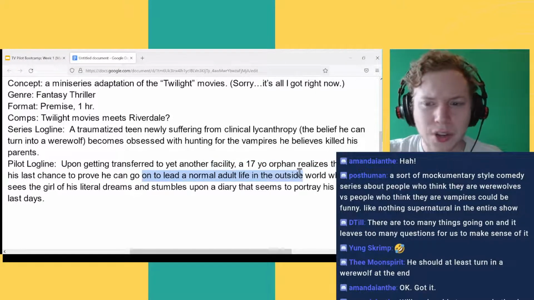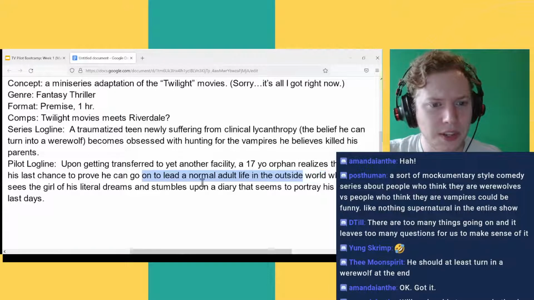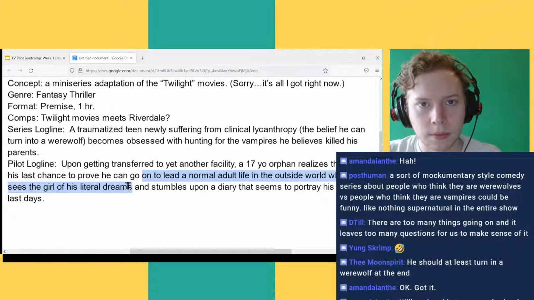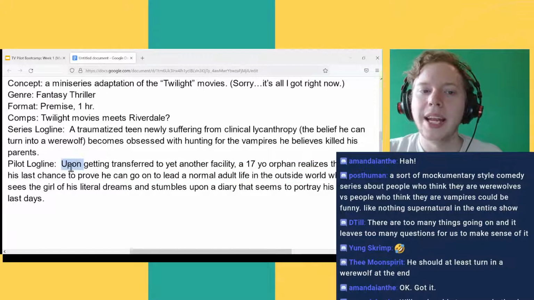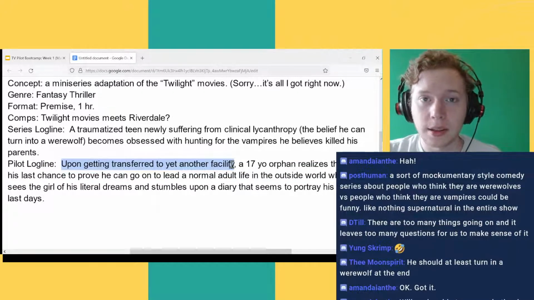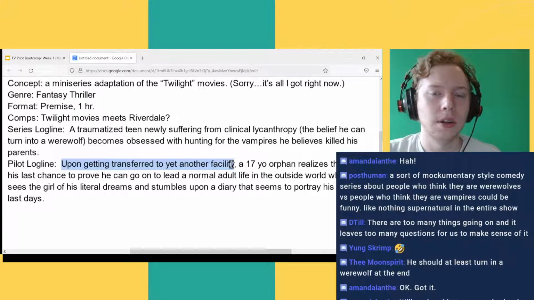Why would that be his last chance to prove he can be an adult when he sees a girl? It's not because he saw the girl, but because he keeps talking about how he thinks he's a werewolf. That's why he's getting moved to this more psychiatric-level facility that is evaluating him. And is his transfer here the incident that starts the story? Well, that's where he meets the girl. That's where he meets her and the diary.